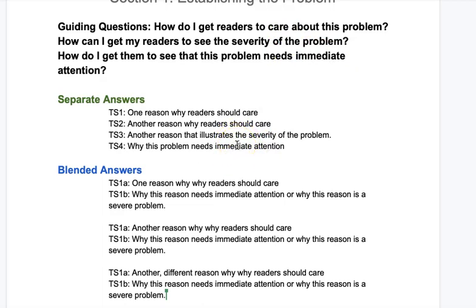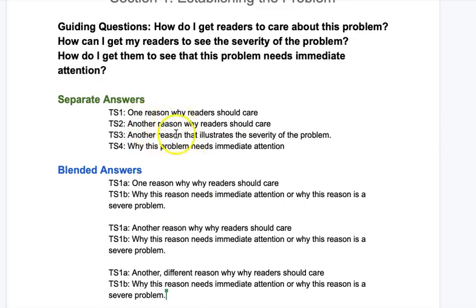You might have a different weighing of these questions, and you might decide that the question on the severity is more important and worth two or three body paragraphs instead of just one that I've given here. So that's one way that you could think about developing this section.